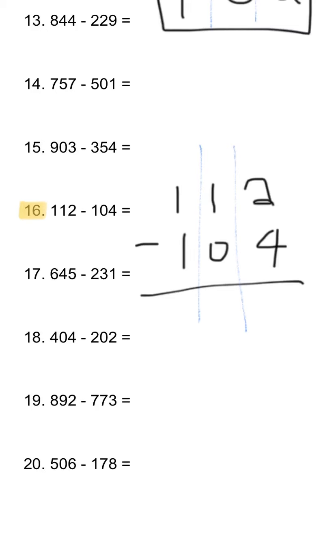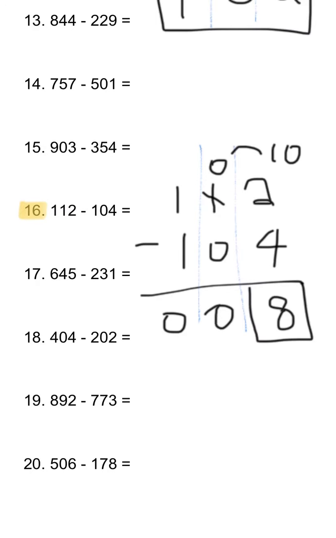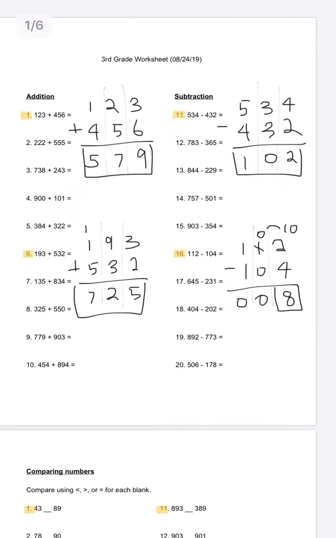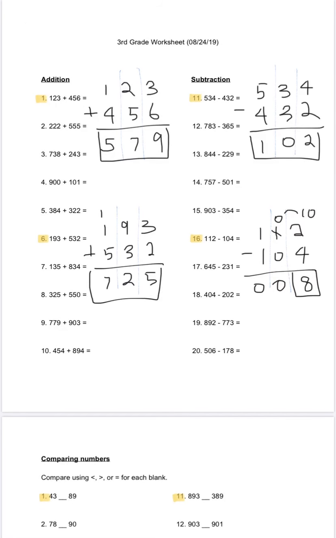So 2 minus 4. Can we do 2 minus 4? No, right? So then what are we supposed to do here? Well, I'm assuming you guys said regrouping, and that is correct. So let's do regrouping here and make it a 12 instead of a 2, so then we could subtract 4. So what's 12 minus 4? It is 8. 0 minus 0 equals 0. 1 minus 1 equals also 0. So our answer is 8. Okay? So now I'm going to give you guys time to pause the video and work on the rest of the questions.